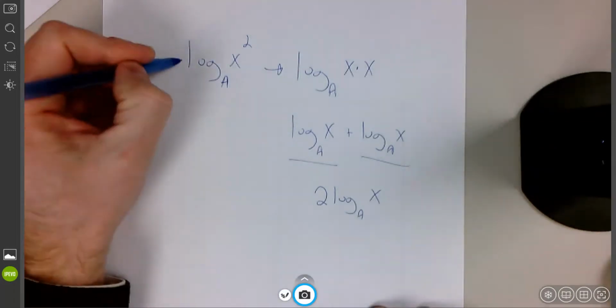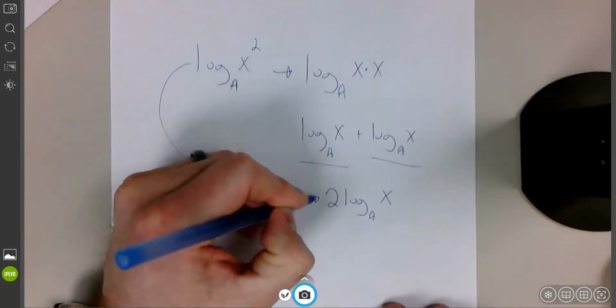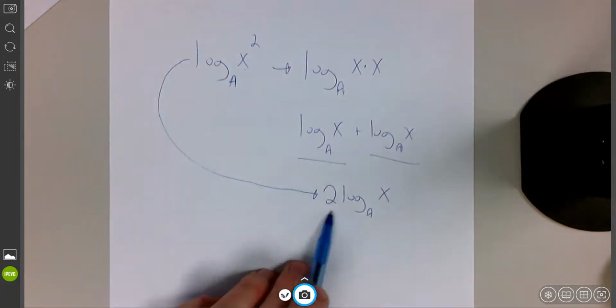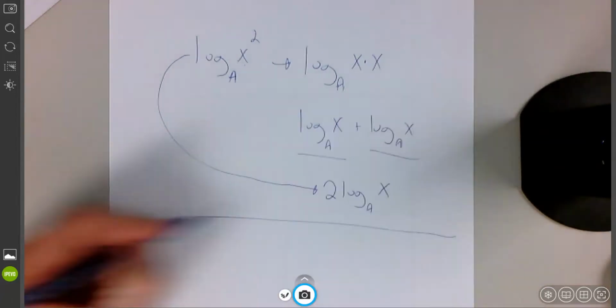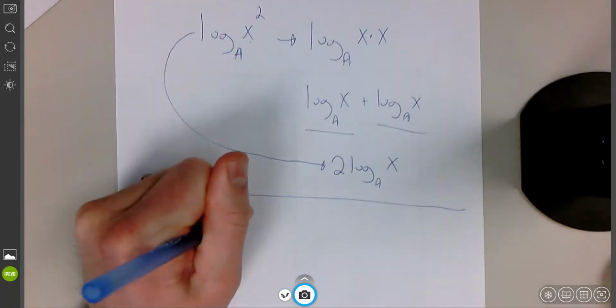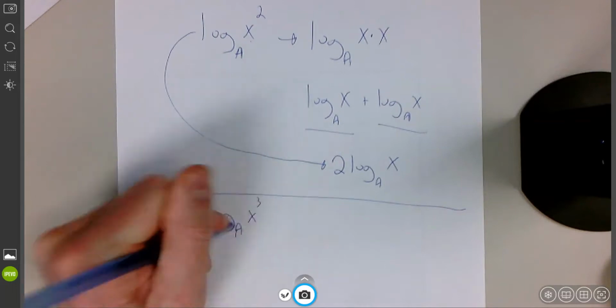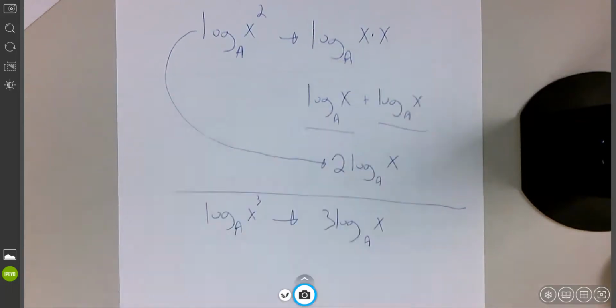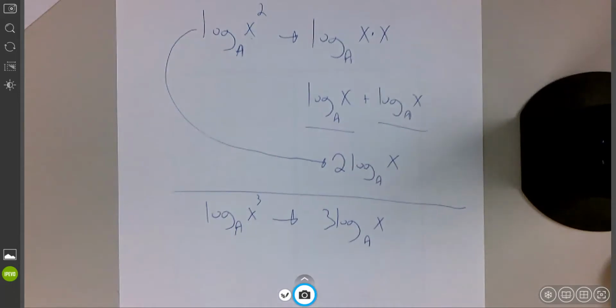So let's look at the original one, and then let's look where we finished. Log base a of x squared will equal 2 times log base a of x. I could go through the exact same process, but guess what? Log base a of x cubed is the same thing as 3 times log base a of x. Do you pick up what I'm laying down?